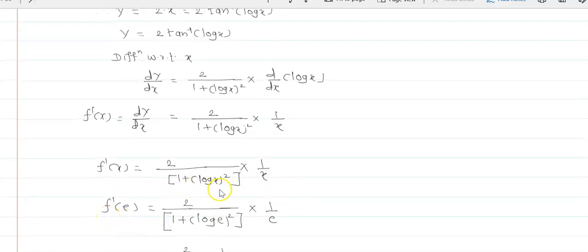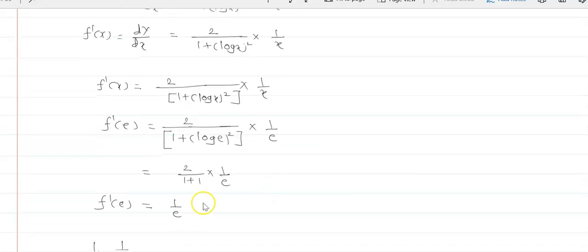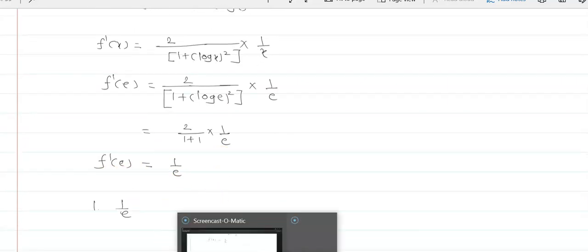That is, x is replaced by e: 2 upon 1 + (log e)² into 1 upon e. The log of e is 1, so 1 + 1 is 2, that is, 2 upon 2. This 2 gets cancelled, then you will get 1 upon e only. Therefore, f'(e) is equal to 1 upon e, and hence option first is the correct one. Now the next question.